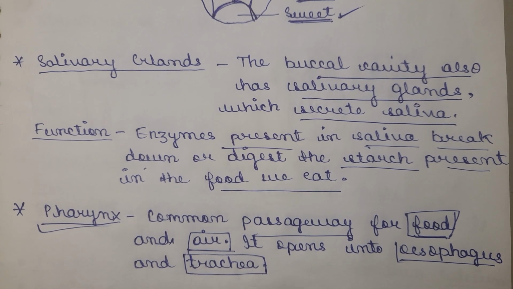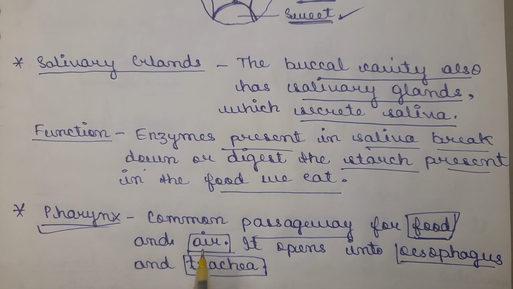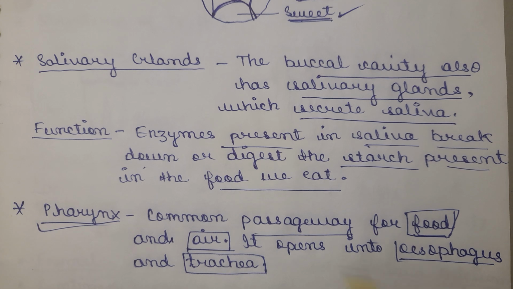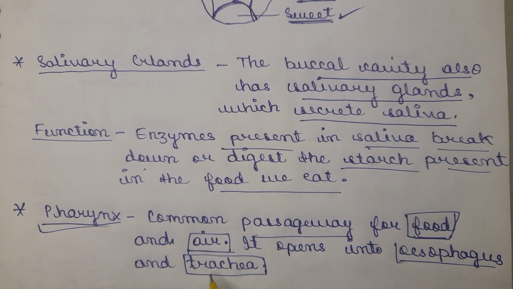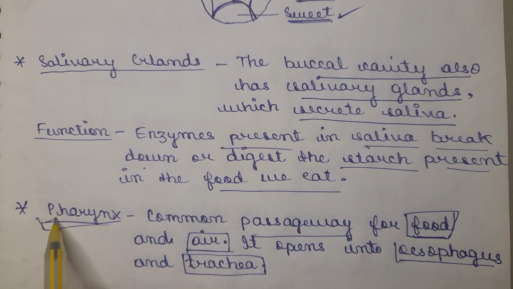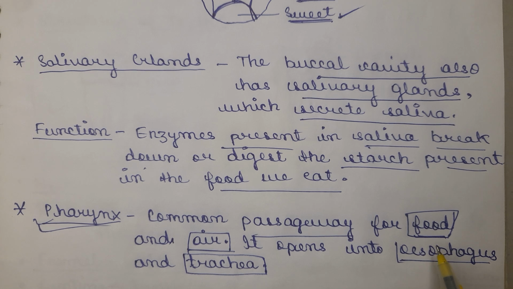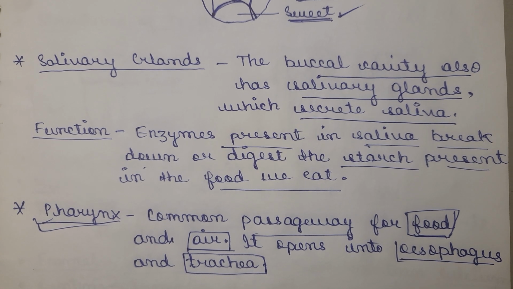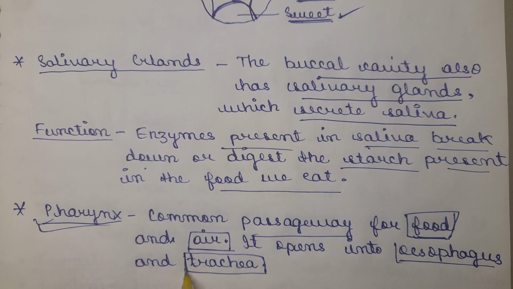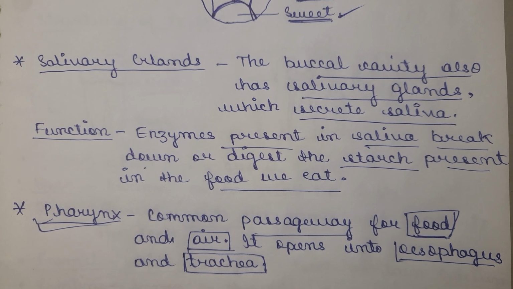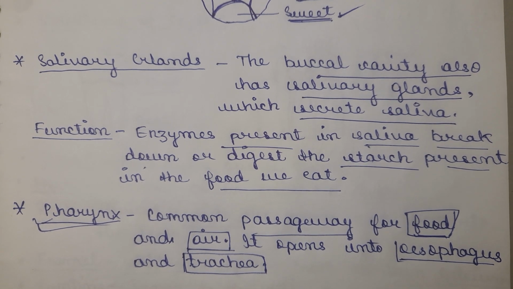When we are eating the food, the air pipe or trachea is closed by the pharynx, and when we are not eating, our breathing continues with the help of the trachea tube that transfers oxygen to the lungs.